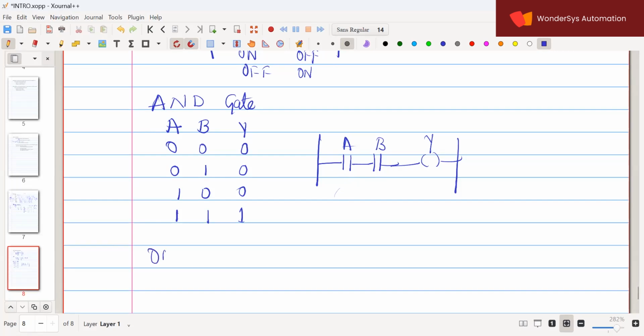Now we'll go for the OR gate. Should I write the conditions? No need, right? Parallel or series connection? Parallel. Okay, so now you know about parallel and series connection. Now, everyone, please draw the NAND and NOR gates and send me the pics.